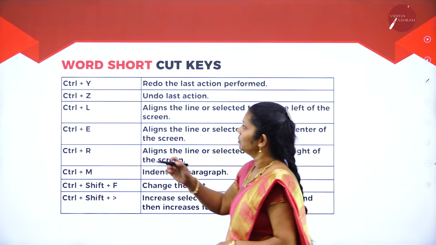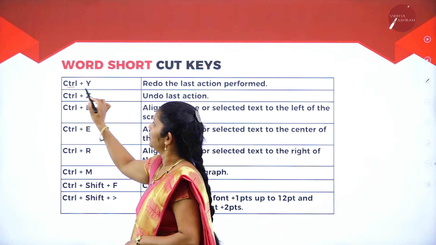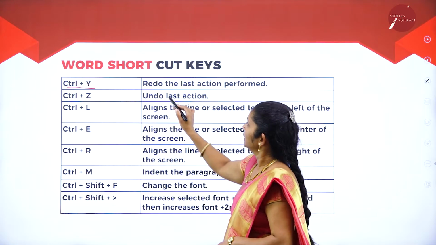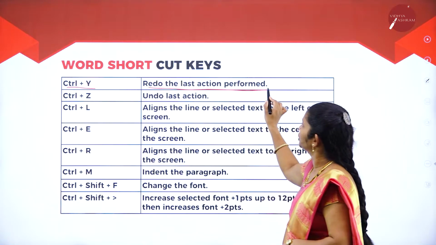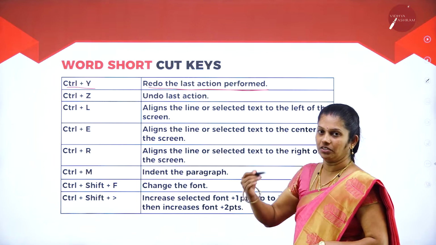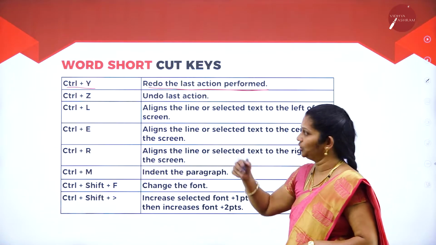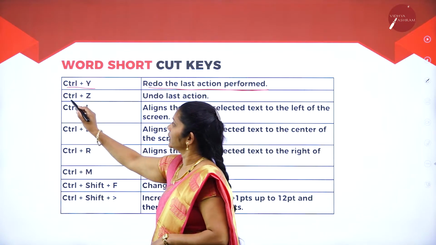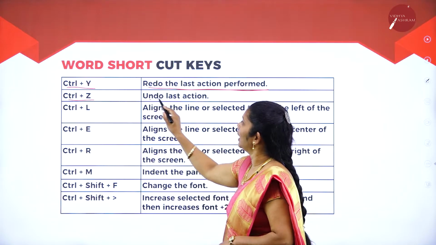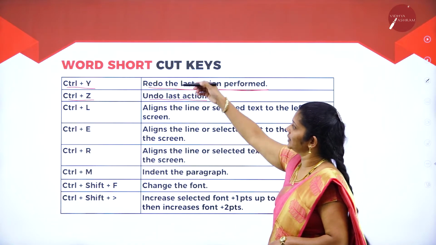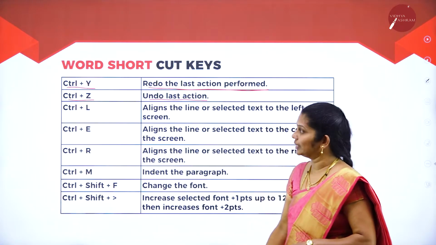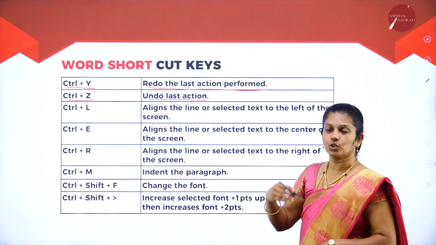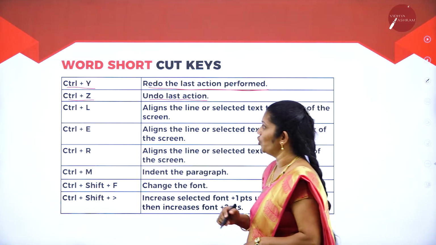Next, the shortcut key Ctrl+Y redoes the last action performed. Whichever action we have done recently, to perform that again, we need Ctrl+Y. Whereas Ctrl+Z undoes the last action. Here it is redo, whereas here it is undo. Undo the last action, whatever thing we have done, it can reverse.